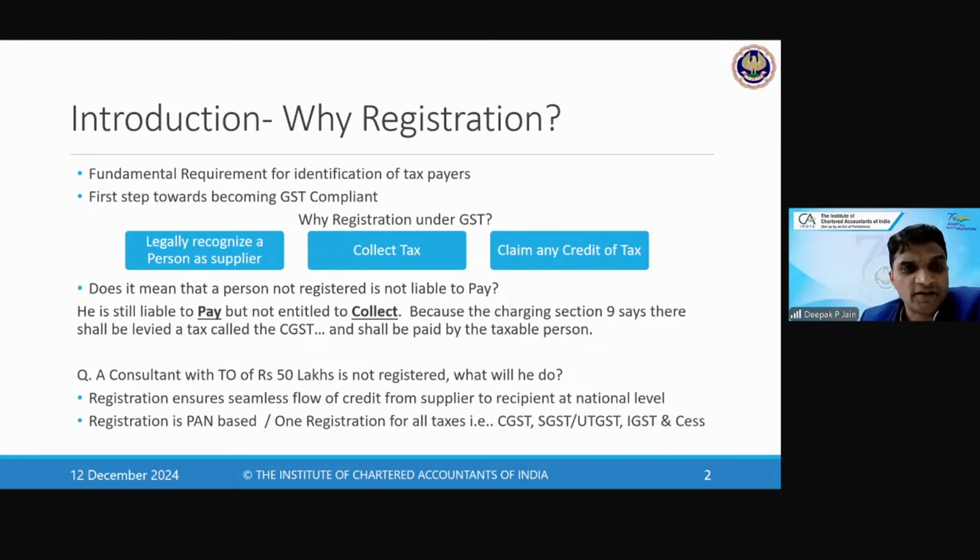I have voluntary registration, but my limit has crossed. Then I continue with voluntary registration. Yes, you will continue. Once you have registered, whether you are crossing the threshold limit or not crossing, that will not matter. So you can surrender the old registration and take the new registration.